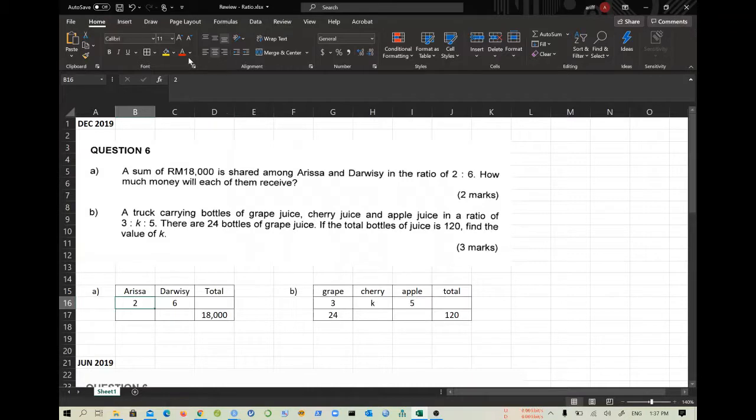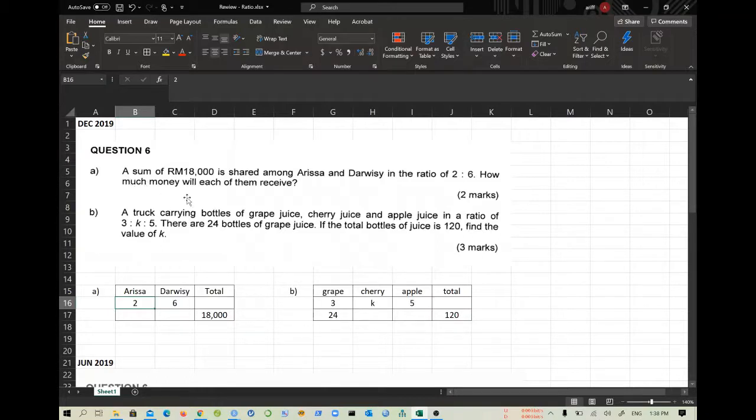When we talk about ratio of two quantities or ratio with three quantities, the most important part is to extract the information given. And it is easier for you to solve the problem if you can write the information in table form. Let's see question A.